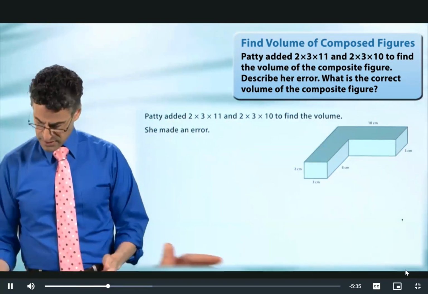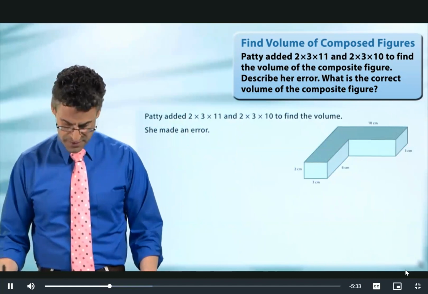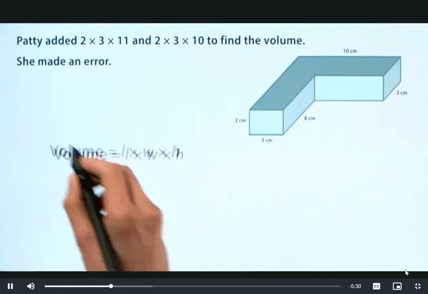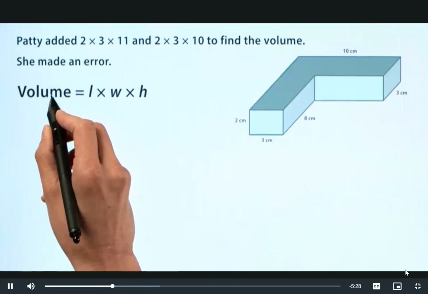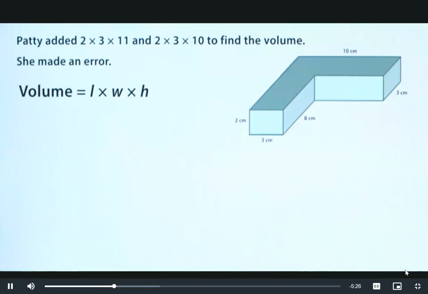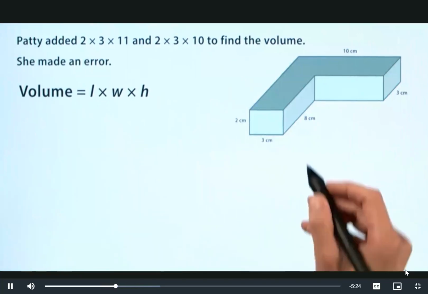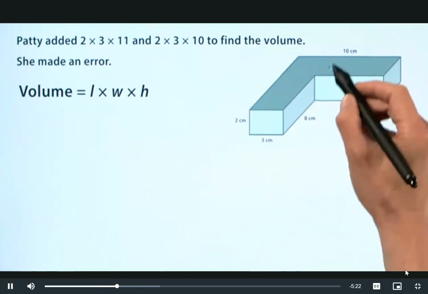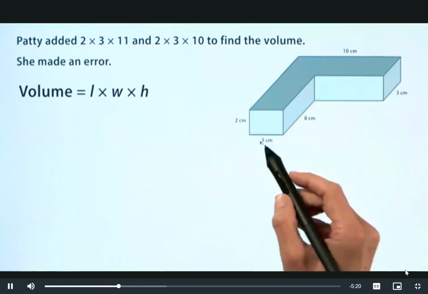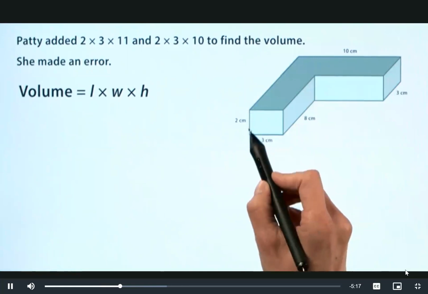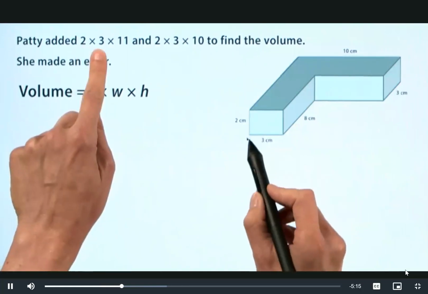And what's the formula for the volume of a rectangular prism? Well, she knew that as well. She knew it's length times width times height. And so check out what she did. She said, okay, let's take a look at this first rectangular prism. Well, it's 2 by 3.